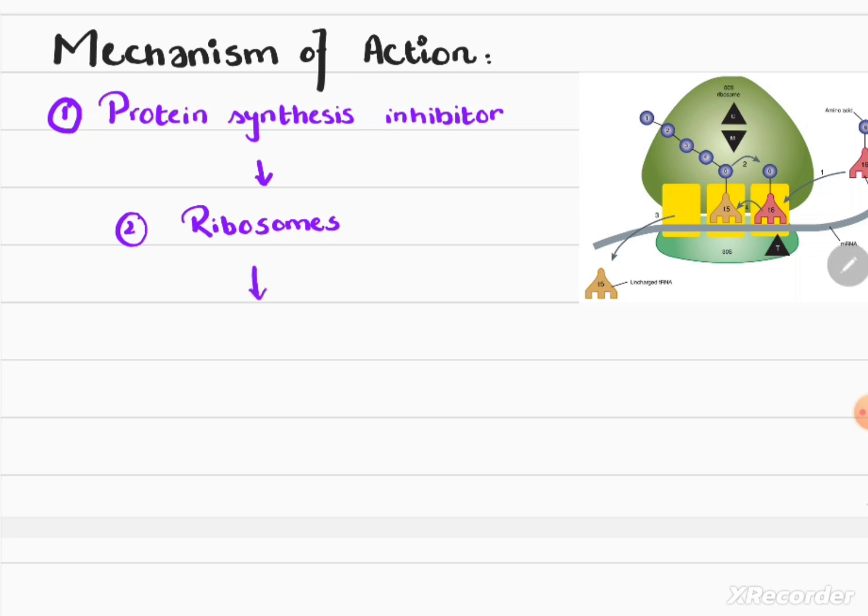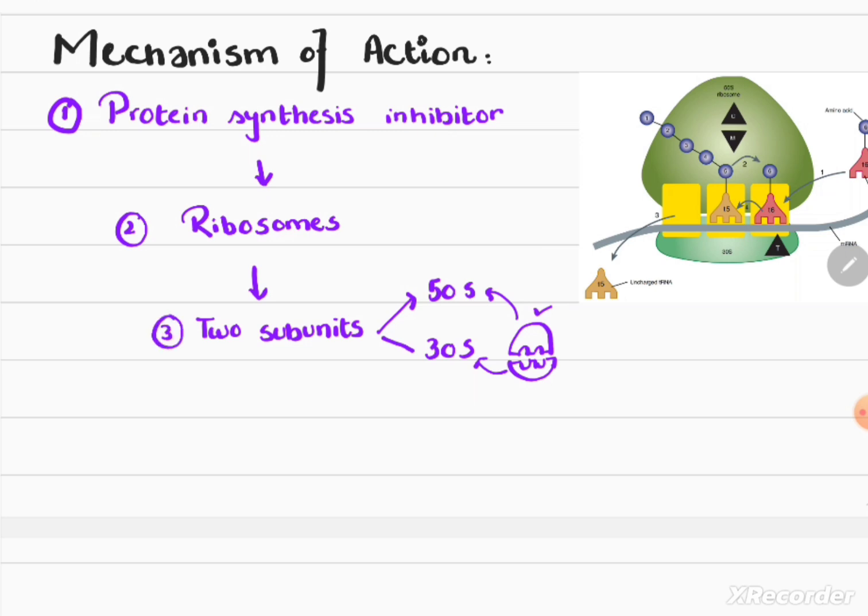Now the ribosomes have two basic subunits. One subunit is the bigger one, which is called 50S, and the other one is called 30S. So they are like this. The bigger one is the 50S, and the smaller one is the 30S. Clindamycin acts on the 50S subunit, this subunit.